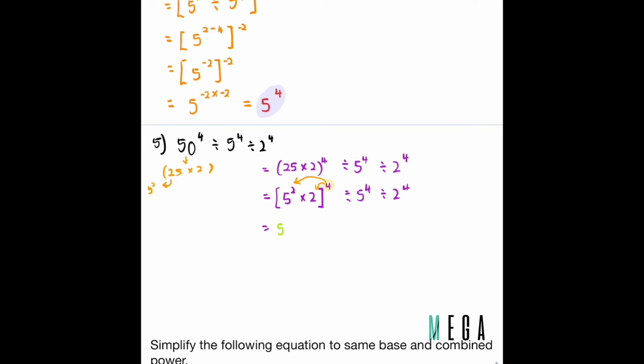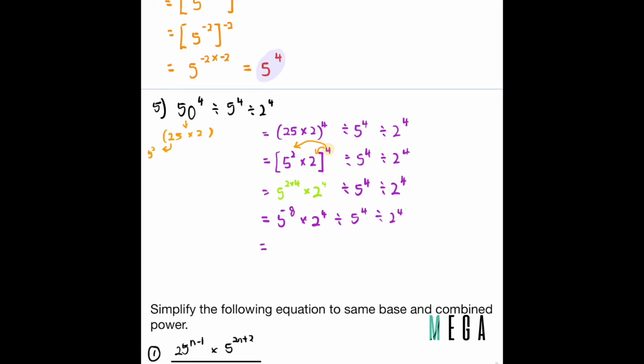So I will get 5^2 multiply 4 times with 2^4, and divide by 5^4, divide by 2^4. And hence you will get 4 times 2, you will get 5^8 multiply 2^4 divide by 5^4 divide by 2^4. Okay, and finally you just rearrange the equation, make the same base being together.